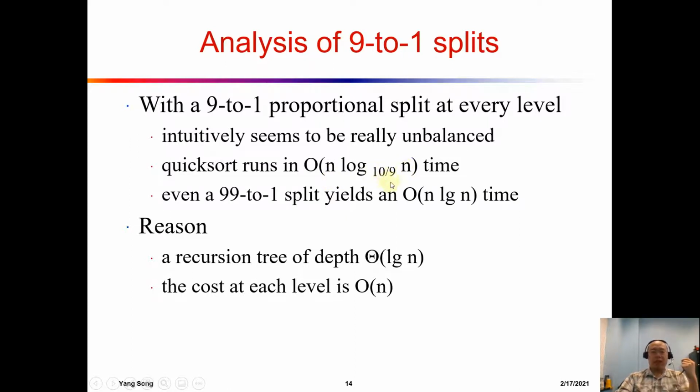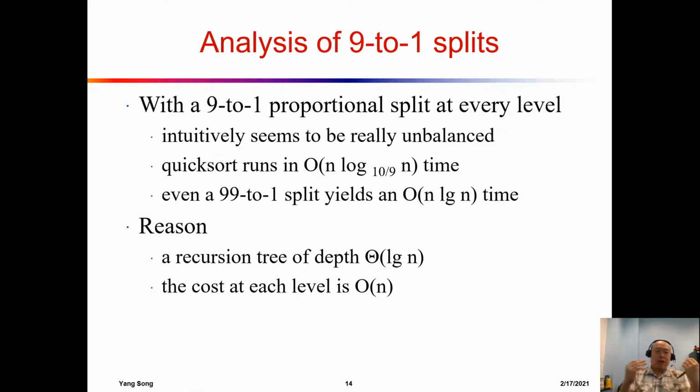So this 10 divided by 9 is the base number, but this is also a constant, right? So this means if we ignore this 10 divided by 9 as a constant, for the 9 to 1 partition, this is an O(n log n) algorithm. And similarly, even if we are even worse, doing 99 to 1 partition all the time, this is still an O(n log n) algorithm. Okay, so now you have some feeling.